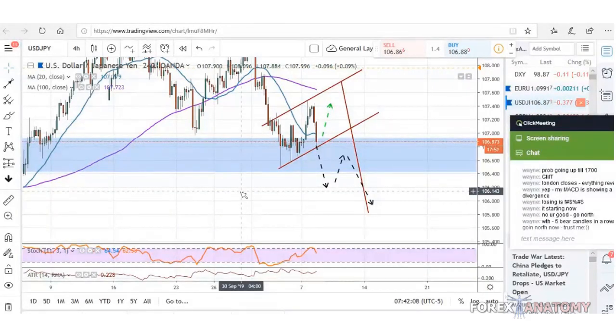Are there any questions about anything? I know he says five bear candles in a row going north now. Trust me, yeah, it's a possibility. I think it's going to go north as well, or go up, but we never know. So, but yeah. All right. Are there any questions about anything else before we move forward? Yeah, I think Wayne is saying the 1 hour candle.